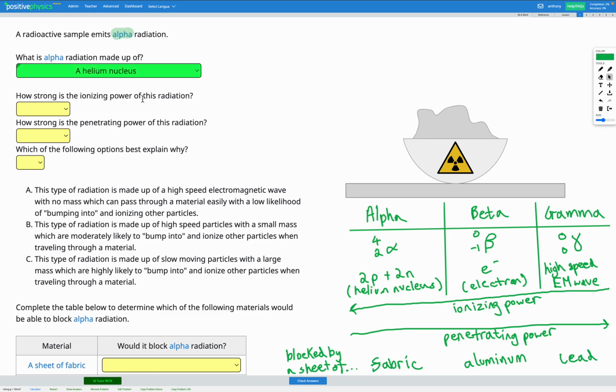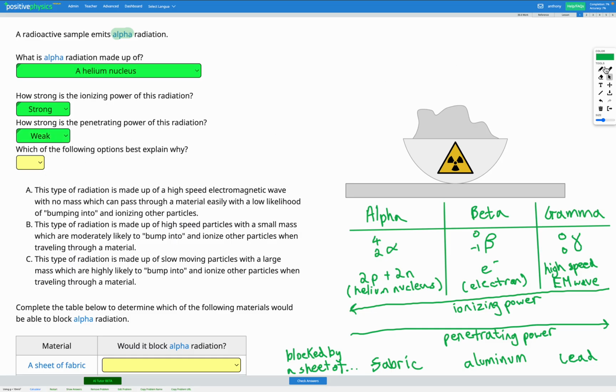How strong is the ionizing power of this radiation? We know that alpha is strongly ionizing because they're these big particles that are very likely to knock off an electron if they hit into another particle. So strongly ionizing. What about penetrating? We know that they're weakly penetrating because they're so ionizing, they're likely to hit into something before they get very far through the material. So they're weakly penetrating.